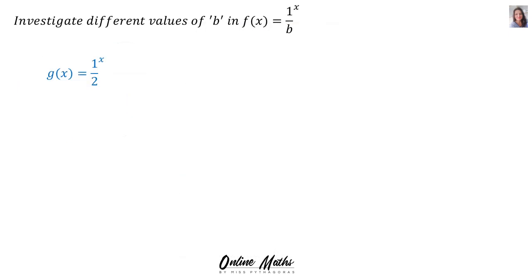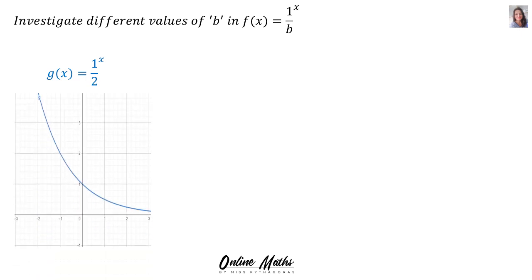Here we will investigate different values of b in f of x is equal to 1 over b to the power of x. In other words, where b is a fraction. So the basic graph g of x is half to the x. There's your descending graph. The next one, let's investigate h of x is a third to the power of x.